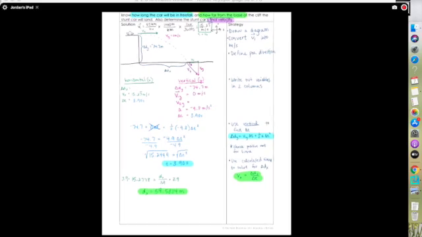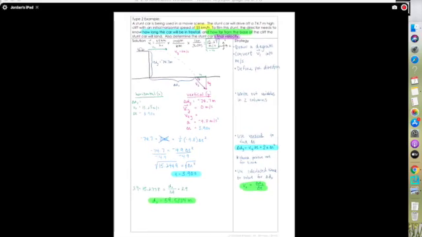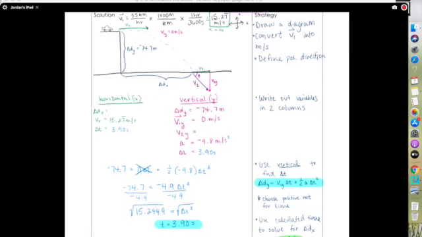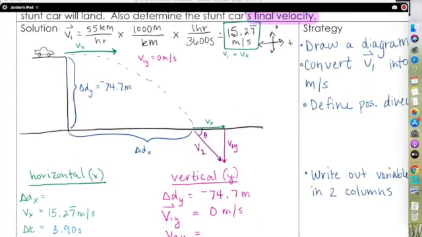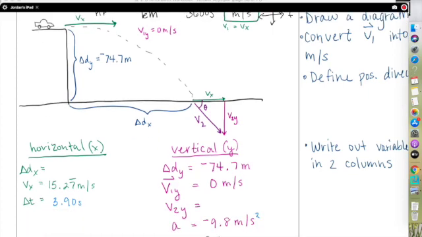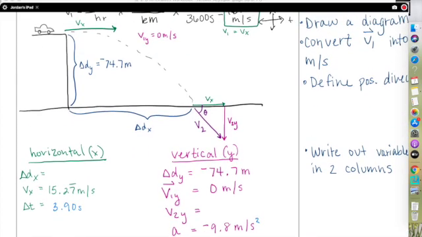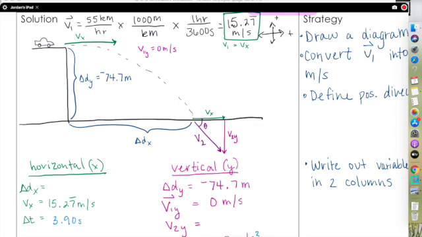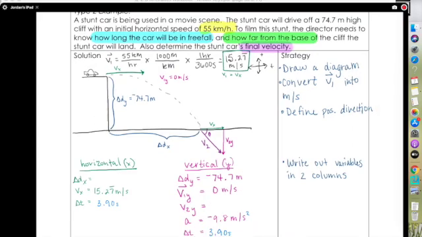So this is our range, how far the car was launched in the horizontal direction, away from the base of the cliff. The last thing we need to find is the final velocity. For final velocity, we're using this triangle here. We know Vx is the 15.27 repeating, but we don't know the v2 of y. So we need to calculate the v2 of y using the kinematic equations, and then we'll be able to solve for v2 using the Pythagorean theorem.